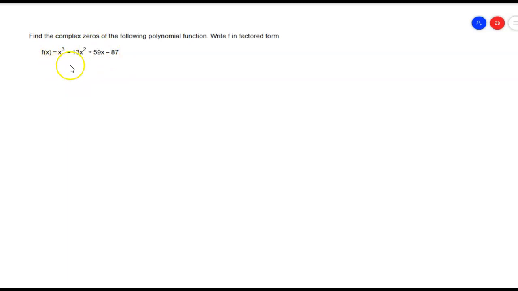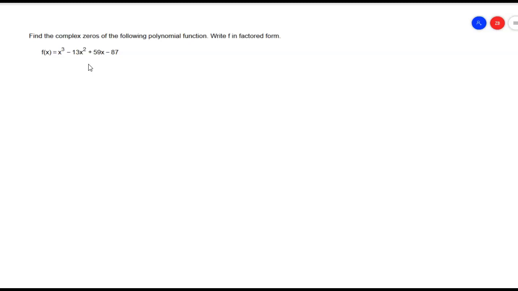So remember that imaginary roots come in conjugate pairs. That means we'll always have an even number of them, so we'll have either 0 or 2 or 4. In this case, since it's a third degree polynomial, at most we can only have 3 total zeros. And that means I'm either looking for 0 imaginary solutions or 2 imaginary solutions.